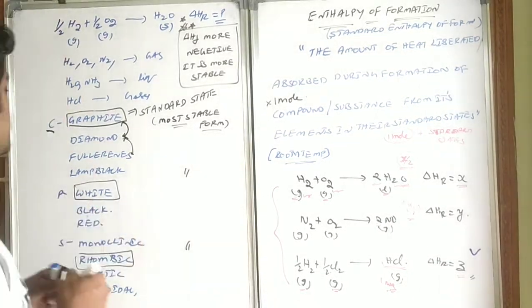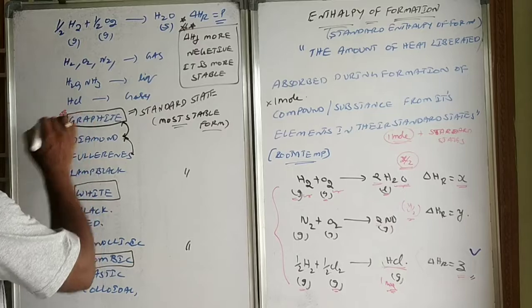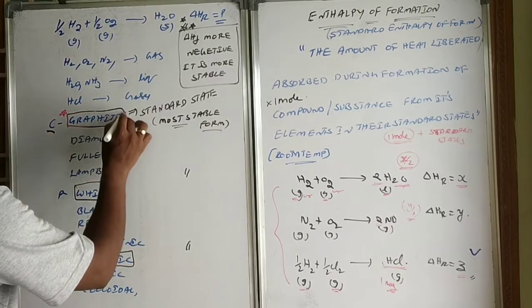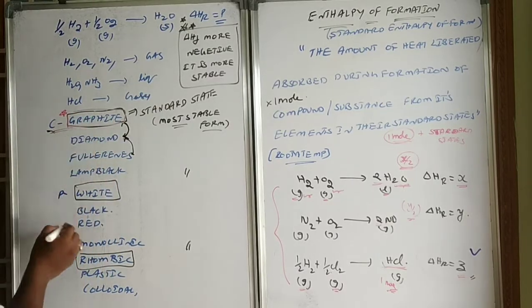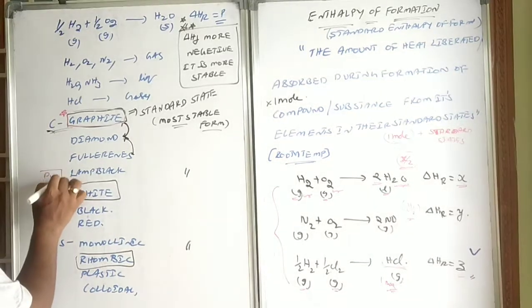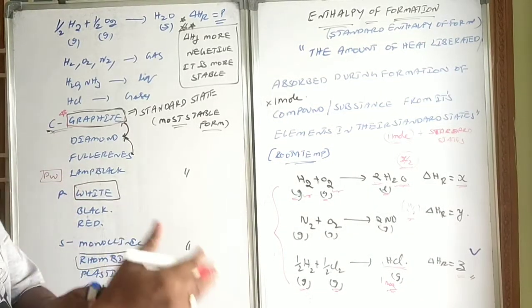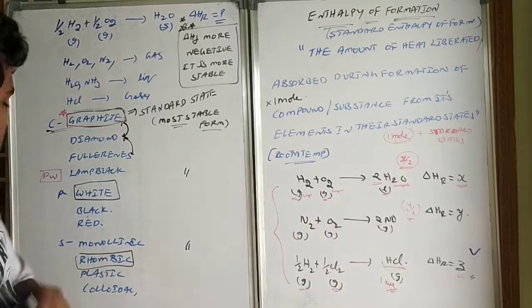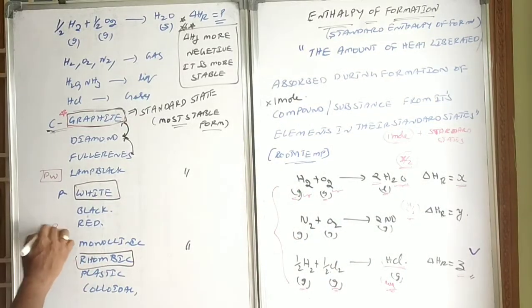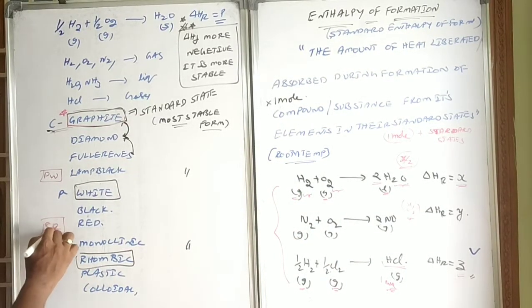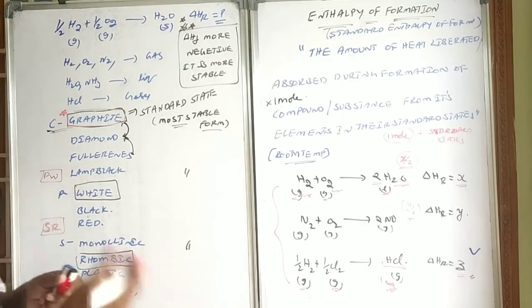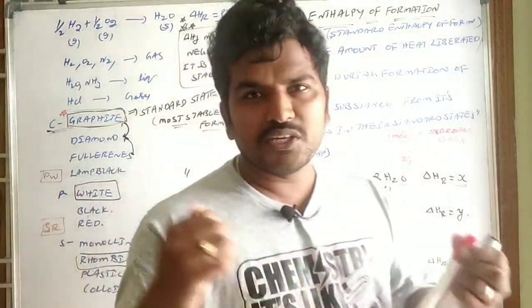So how to remember these things? Graphite is the general thing, you can remember it directly. For phosphorus, you can remember PWD, public works department, or public works. Sulfur is rhombic, RS, they are side by side. You can remember like this. After some time you get confused, that's why I am telling you this.